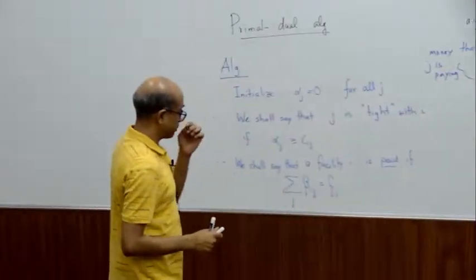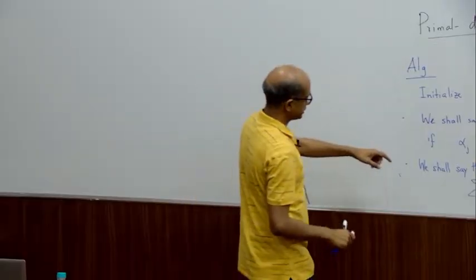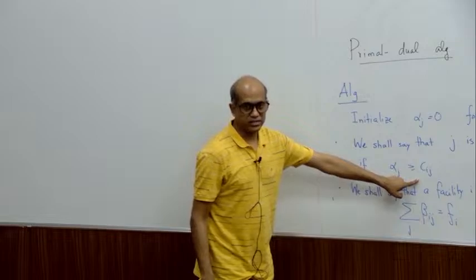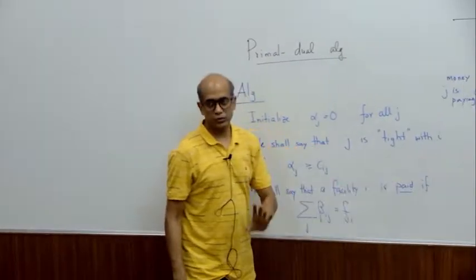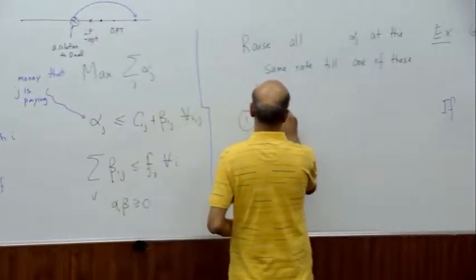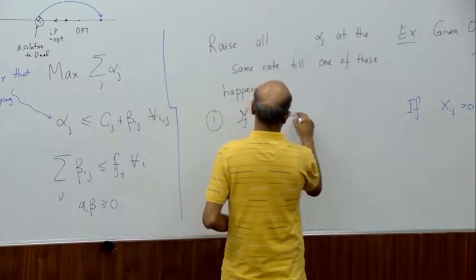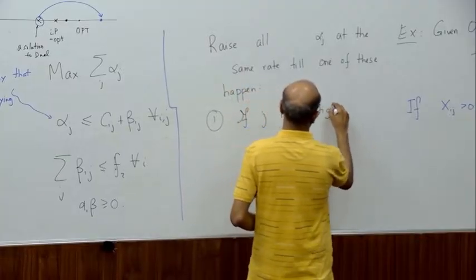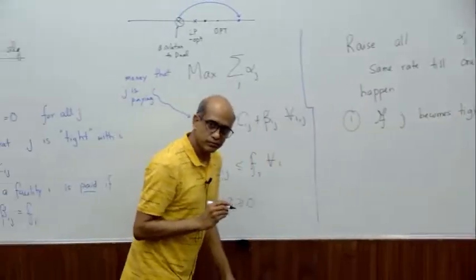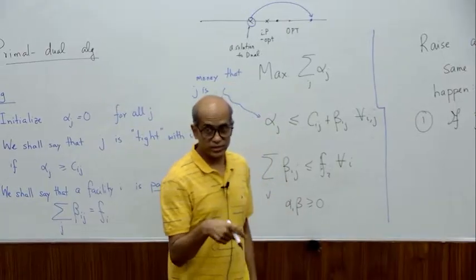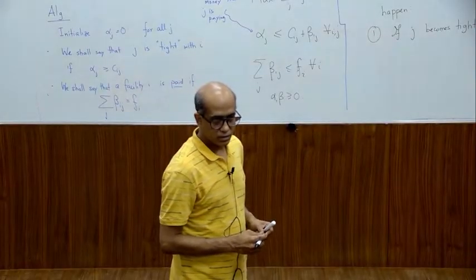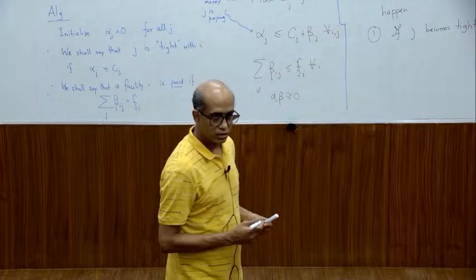What events can happen? Well, what could happen is that alpha j reaches Cij. If j is tight with some i, then you should be raising beta ij also at the same rate. So if j becomes tight with i, then as you raise alpha j, you have to raise beta ij also. If, by using complementary slackness, you show that xij is greater than 0, then alpha j is greater than or equal to Cij.